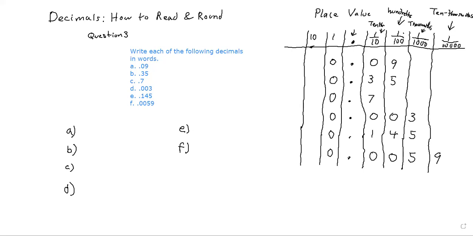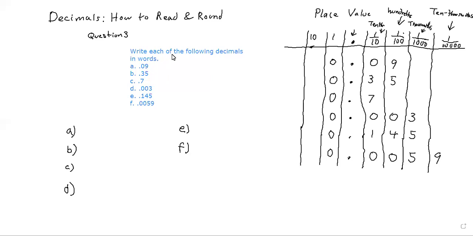This is question number 3. We're doing question number 3 from decimals, how to read and round. Okay, so the question states, write each of the following decimals in words. So they want to know the name, so to speak, of each of the decimals. And they have a listing of decimals. So let's see how this is done.